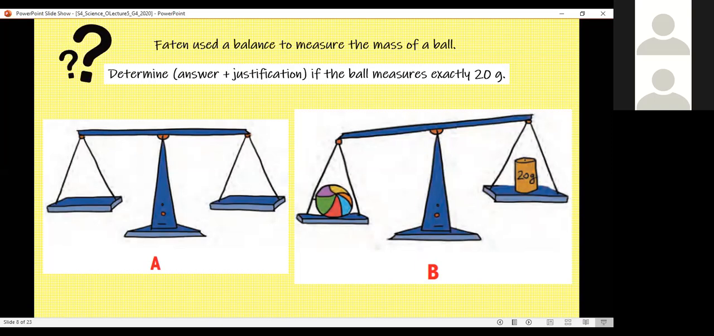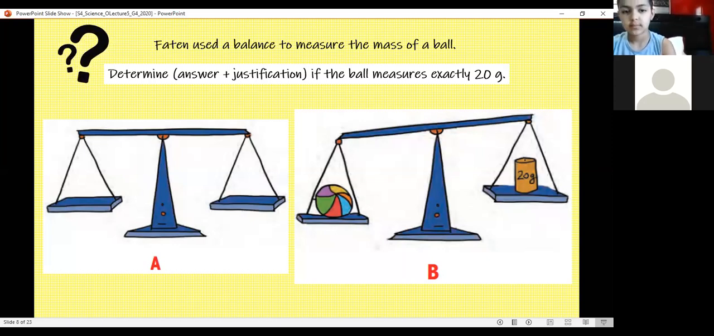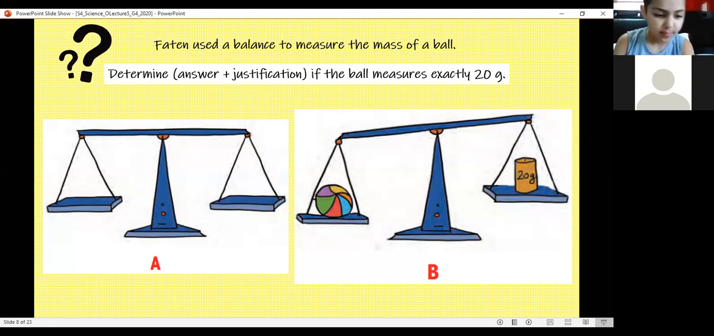Okay. Yala, guys, help me solve this one. Is the ball's mass 20 grams? No, more than 20 grams. Okay, it's like 30, maybe. So, as you can see, the two hands of the balance aren't on the same level. Okay? No, they're not. The ball is heavier. And we can clearly see that the ball is heavier than the 20 gram weight. So the ball has more mass than the 20 gram weight.